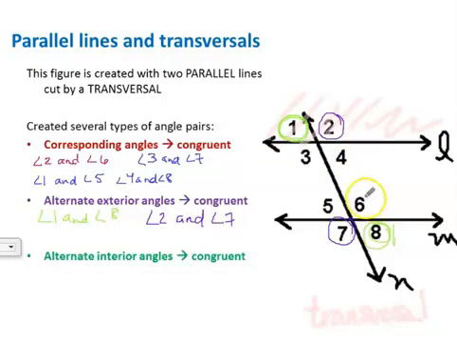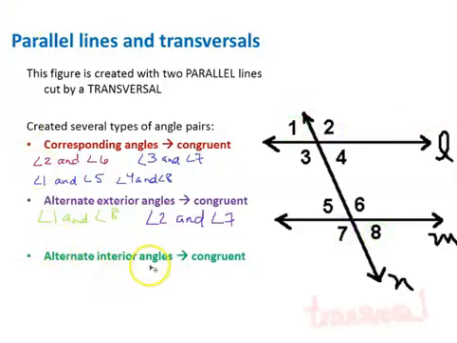3, 4, 5, 6, these are all interior angles, so they can't be considered alternate exterior angles. Alternate exterior angles are also congruent. So angles 2 and 7 have the same measurement, and 1 and 8 have the same measurement. I'm going to erase all the color coding.